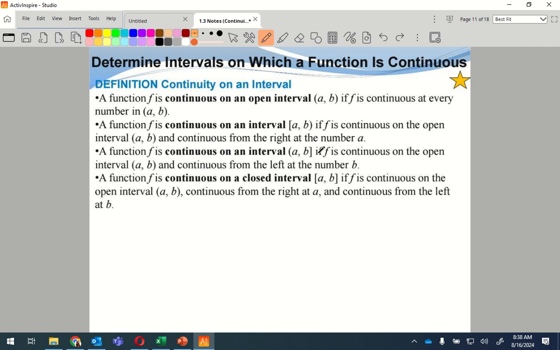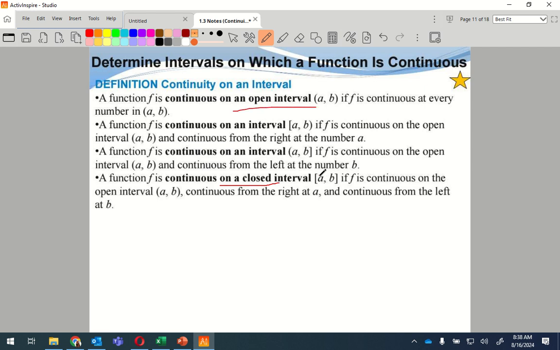Continuous on the interval, this is going to be equal to, on the right side, continuous on everything here and at B, so it has to have a closed dot at B. The function is continuous on a closed interval. Now this is important, everything else is just intervals. This is closed, this one is open.